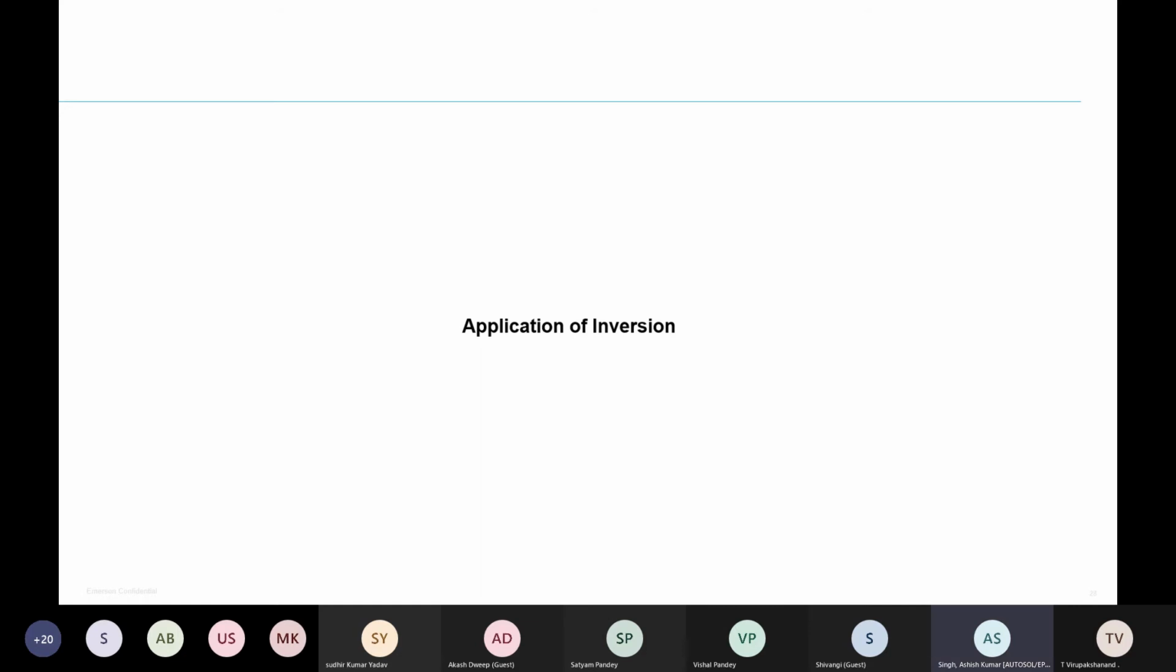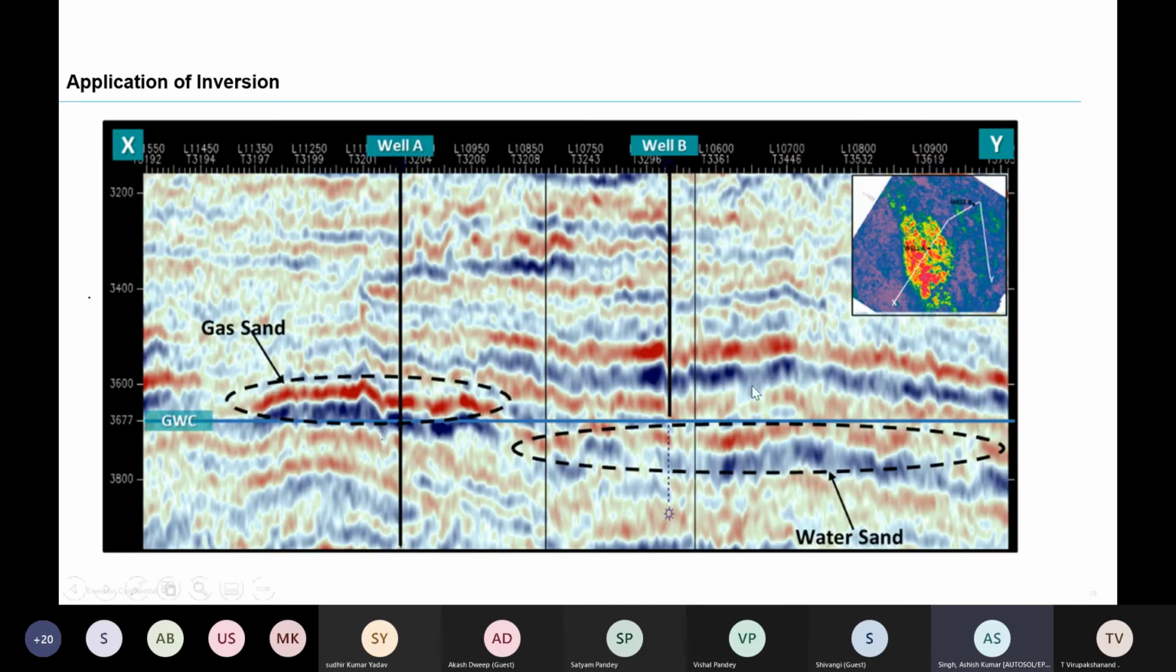Application of the inversion. Suppose, how will you utilize the inversion for production or development of a well? If you are developing any gas field or oil field, how will you use this? This is again one of my papers, which I published in 2017 at SPG Jaipur. Let's understand. This is a seismic section passing through the well A and B. You can see this is our gas sand, very high amplitude, and below that the GWC, gas water contact. This is water basically.